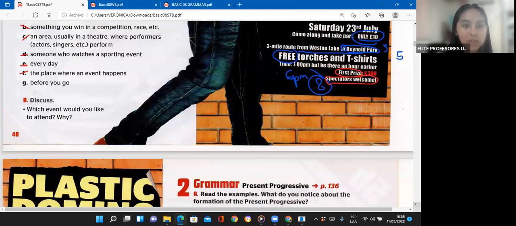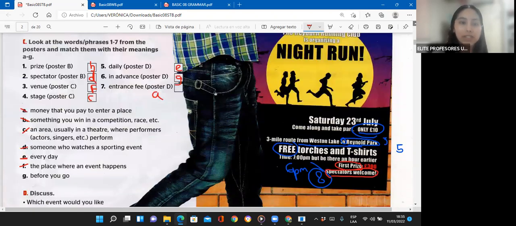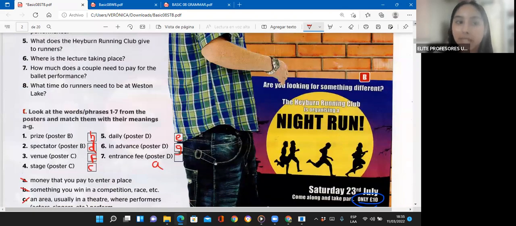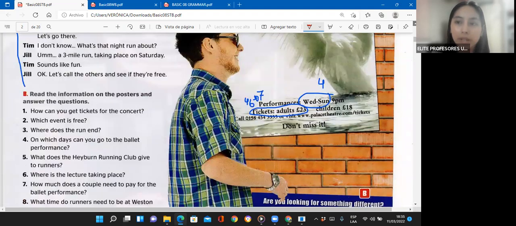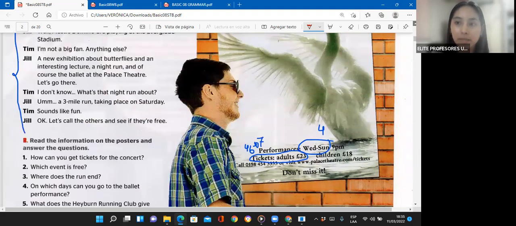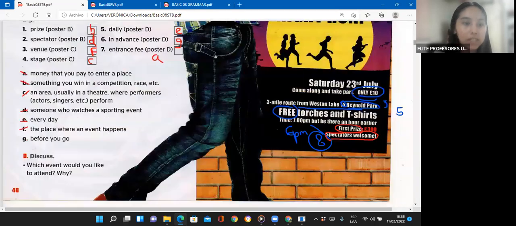Discuss. Which event would you like to attend and why? Okay. I need two volunteers. Just two volunteers. Let's try to practice speaking, okay? That is the whole point here of learning English so that you can become fluent. Okay, I need two volunteers, just two. Next, I can ask another two. So the question is, which event would you like to attend and why? The reason.